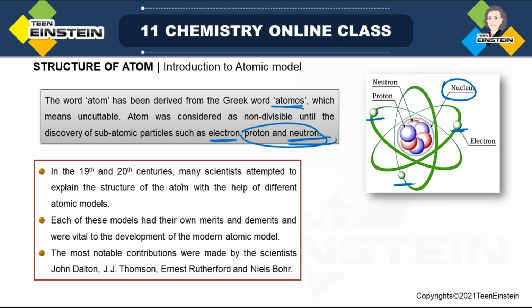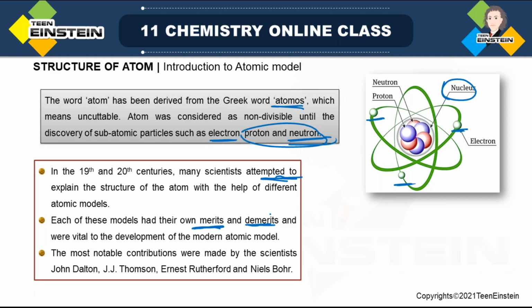Okay. So in the 19th and 20th centuries, many scientists attempted to explain the structure of atom with the help of different atomic models. It started from the early 19th century and went towards the 20th century, and then we have reached the modern concept. Okay. So there are different types of models. Obviously not all the models we are going to discuss. Some of the models we will focus on, but remember, each of these models had their own merits and demerits, because the first model that was developed, the oldest model, is Dalton's atomic model that we have discussed in the previous chapter. There we have already seen its merits and demerits.